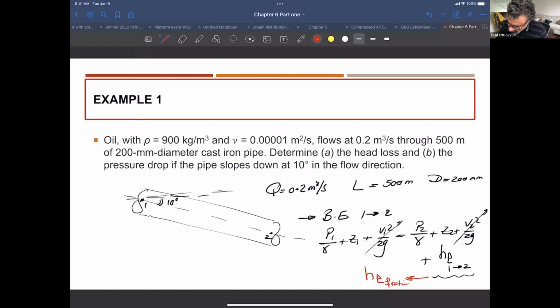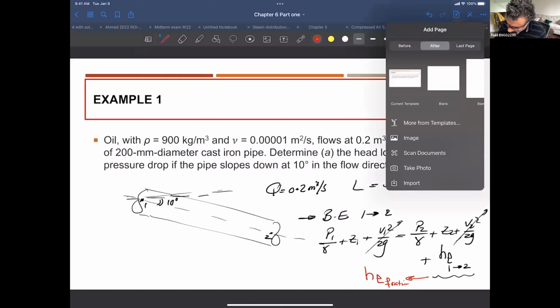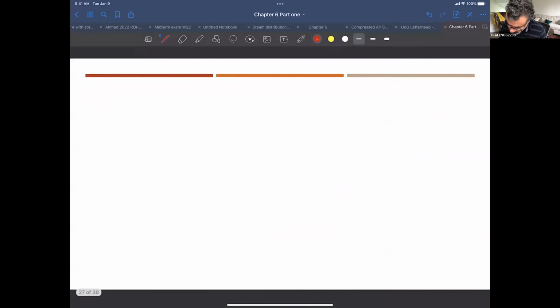How can we determine this H loss friction? So now, what would be the process here? I know that H loss friction is f L over D times V square over 2g, right? So it looks like I need to find out f. And in order to find f, I need to find out what? Yes, first line, excellent. We need to find out whether the flow is laminar or turbulent, right?